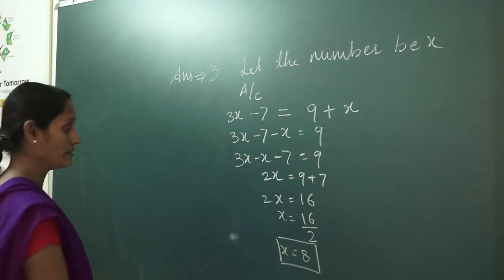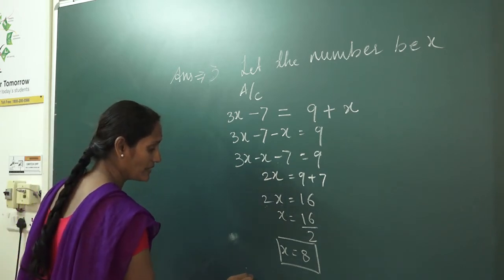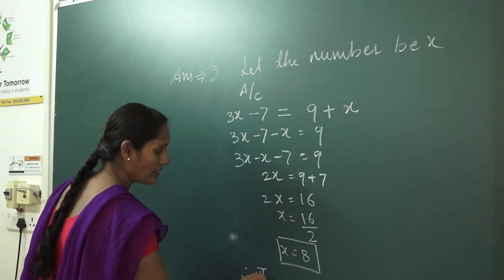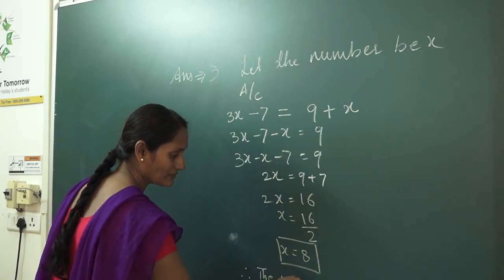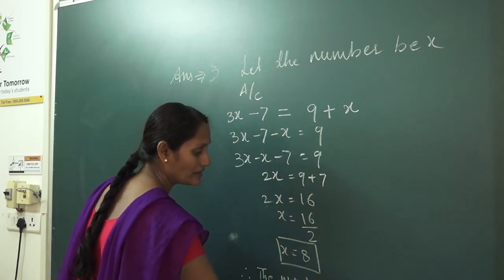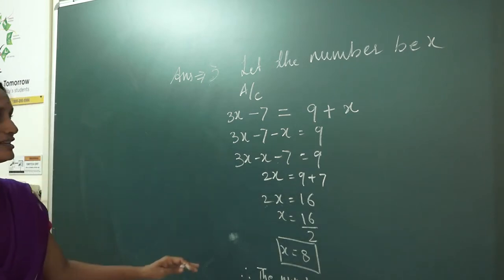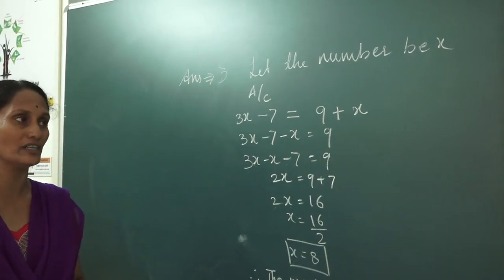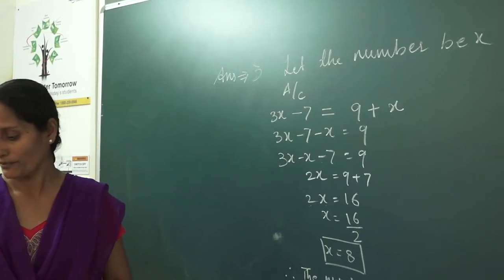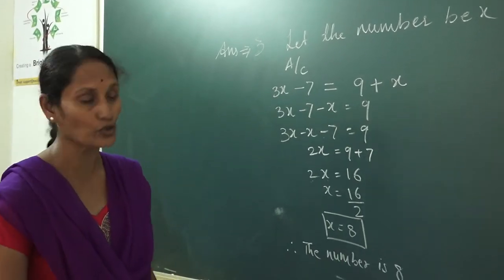Therefore, find the number. What they have asked, find the number. So therefore the number is 8. Okay students, is it not that much easy to solve these equations? Word problem. You have to keep on practicing. Now let's go with the next question.